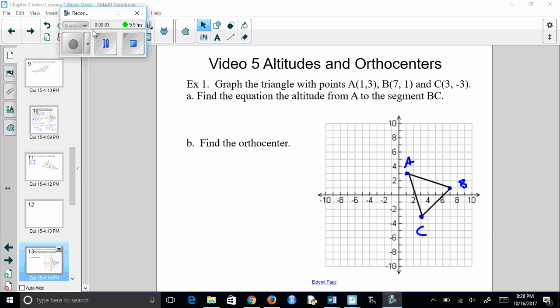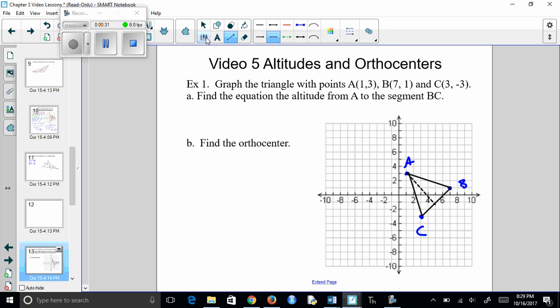Hello. Now we're going to go through altitudes and orthocenters. I think these are a tidbit easier than the previous ones, but we pretty much do the same thing. So if we're going to look at an altitude going from A to BC, it's going to be a segment that is perpendicular to the opposite side, but it passes through point A.